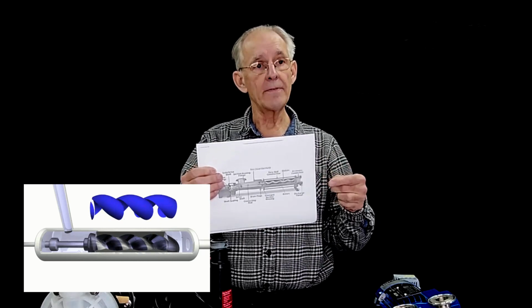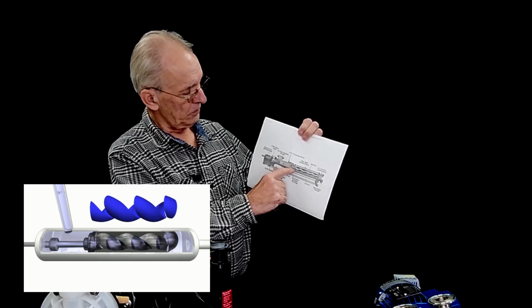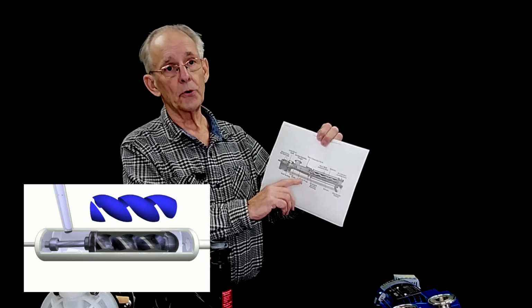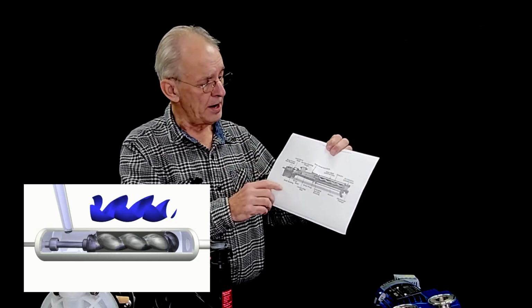Now, in order to drive it, because it wobbles, you can see there's a drive shaft here with universal joints on both ends, because the actual rotor just kind of wobbles around.